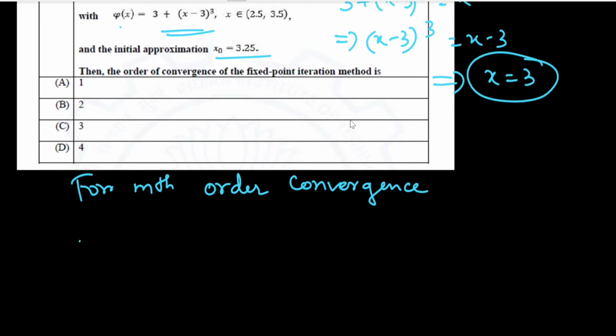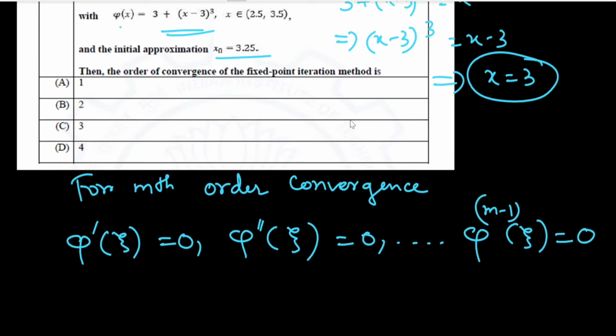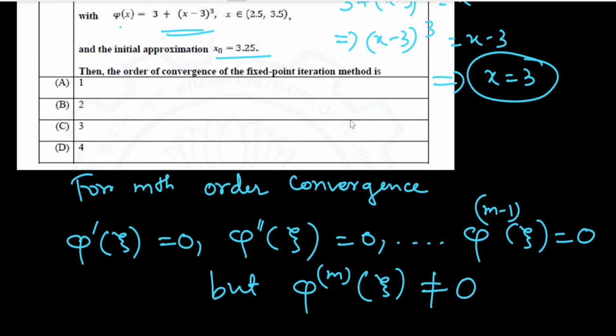we must have phi dash at xi, where xi is the root of this equation, equal to 0, phi double dash, that is the second derivative of the function phi at the root, equal to 0, and so on, up to the (m-1)th derivative at the root equal to 0. But the mth derivative of this phi function at the root is not equal to 0. Now we need to check at which derivative at the root, that is at x = 3, phi becomes non-vanishing.